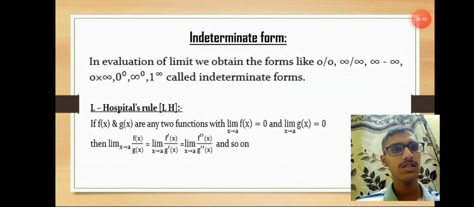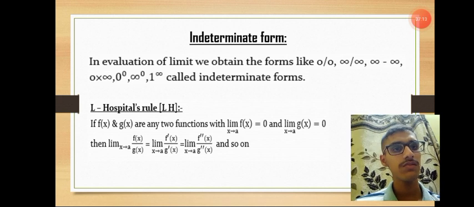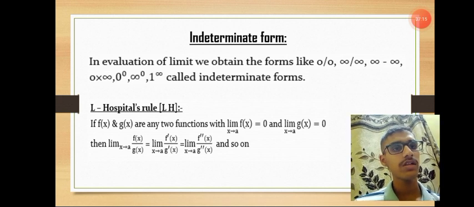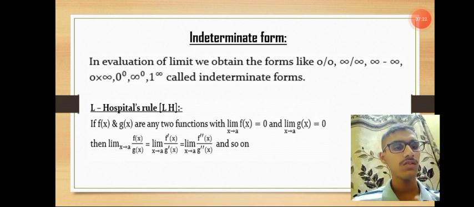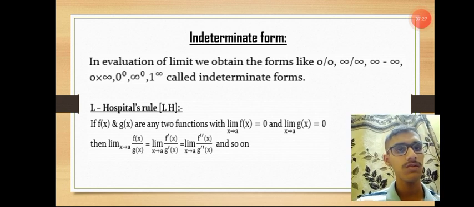The next topic is indeterminate form and how we solve using L'Hospital rule. Let's see what is indeterminate form. In evaluation of a limit, we obtain the forms like 0 by 0, infinity by infinity, infinity minus infinity, 0 into infinity, 0 to the power 0, infinity to the power 0, 1 to the power infinity, which are not defined in mathematics. So they are called as indeterminate forms. When these forms occur, we can use L'Hospital's rule to solve this type of problems.